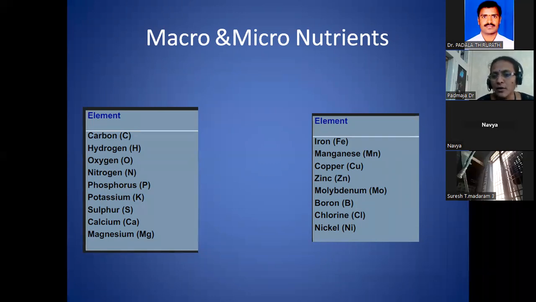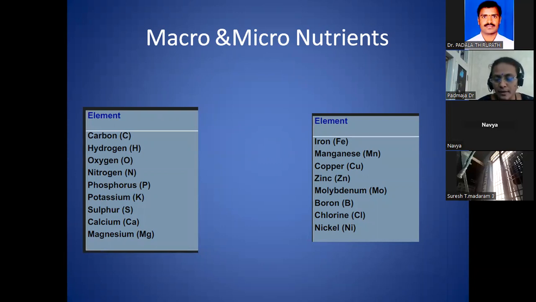And if the intake of the plant is a very small quantity, they are considered as micronutrients. They are iron, manganese, copper, zinc, molybdenum, boron, chlorine, and nickel. The intake is very small, but they play a very important role in the plants.